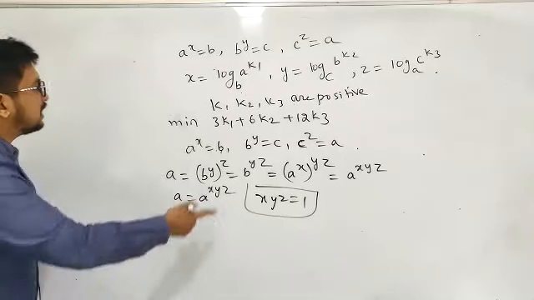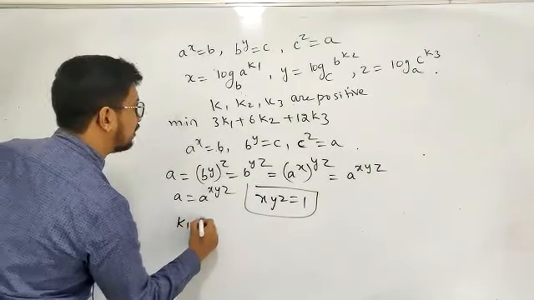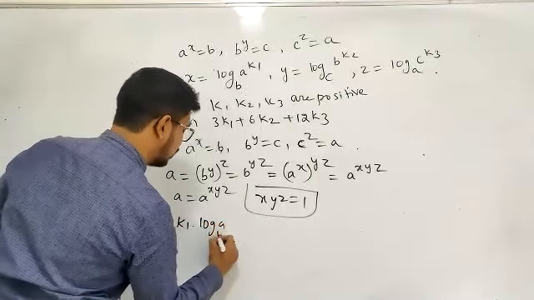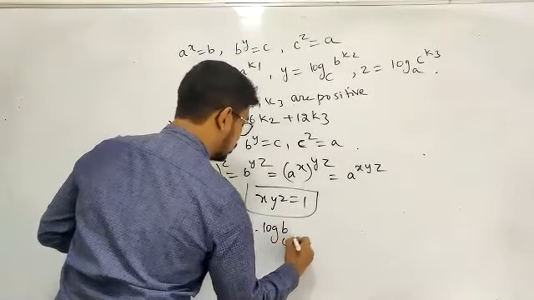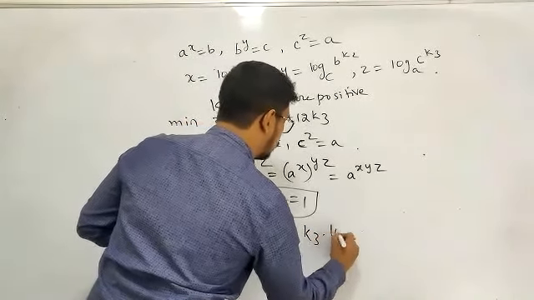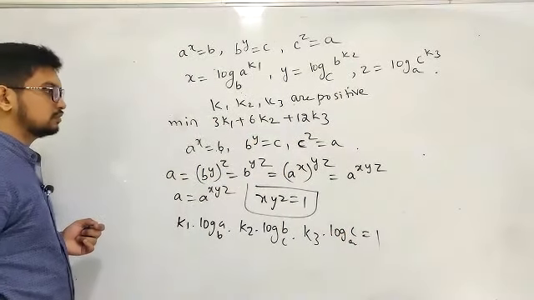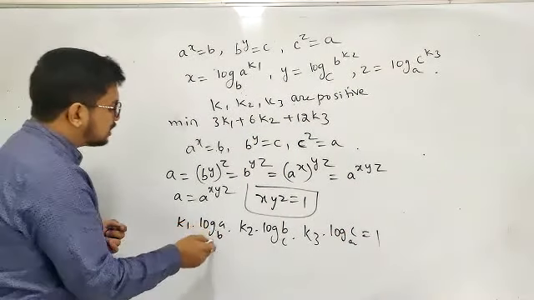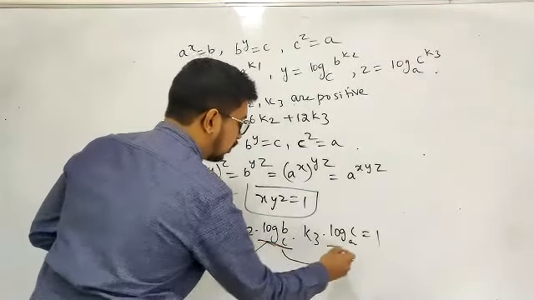Now if xyz is equal to 1, multiply all these values. So you'll be getting k1 into log a base b into k2 into log b base c into k3 into log c base a. This value will be equal to 1. Right? So log a base b into log b base c into log c base a.